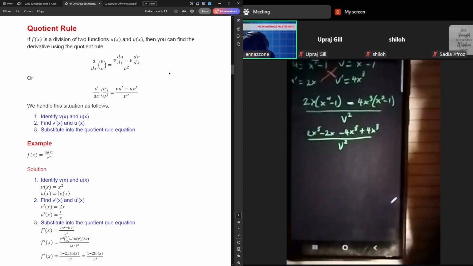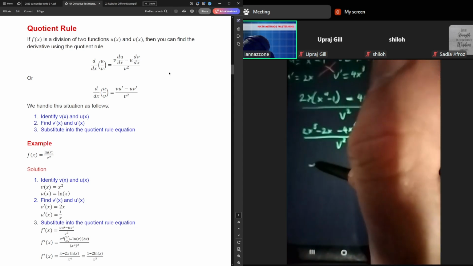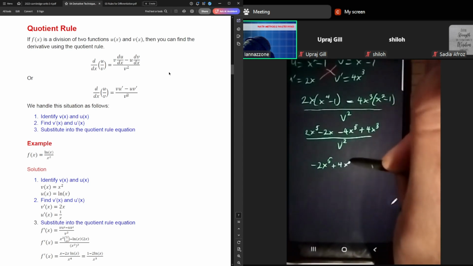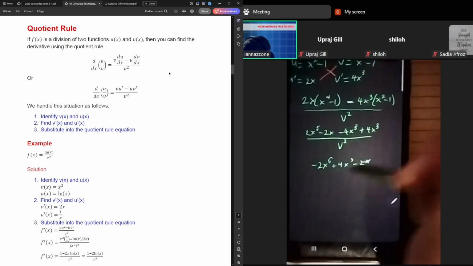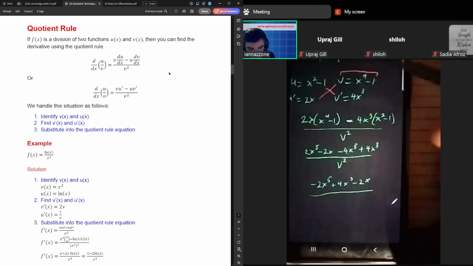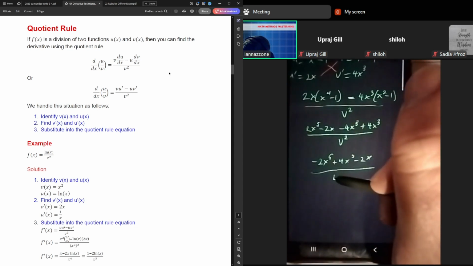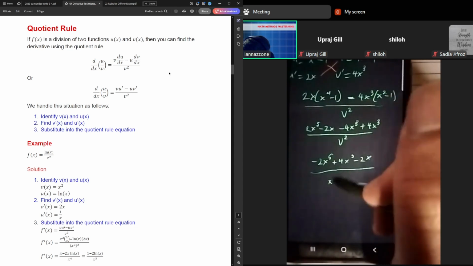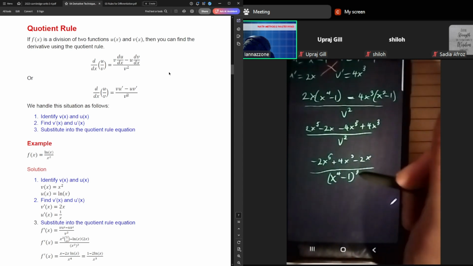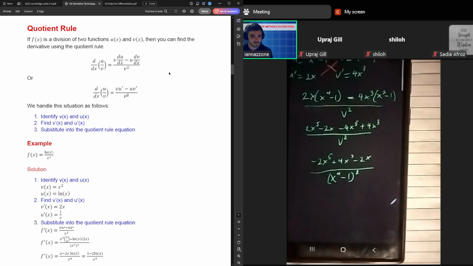And then from there, we just do a bit of collecting like terms. Minus 4x to the 5 and 2x to the 5 make minus 2x to the 5. We've got a positive 4x cubed, we've got a minus 2x, and at this stage, because our numerator is fully simplified, I would now bother to put the v squared back in as what it should be. X to the power 4 minus 1, and then all of that is squared. You can leave that as is. This is perfectly fine.